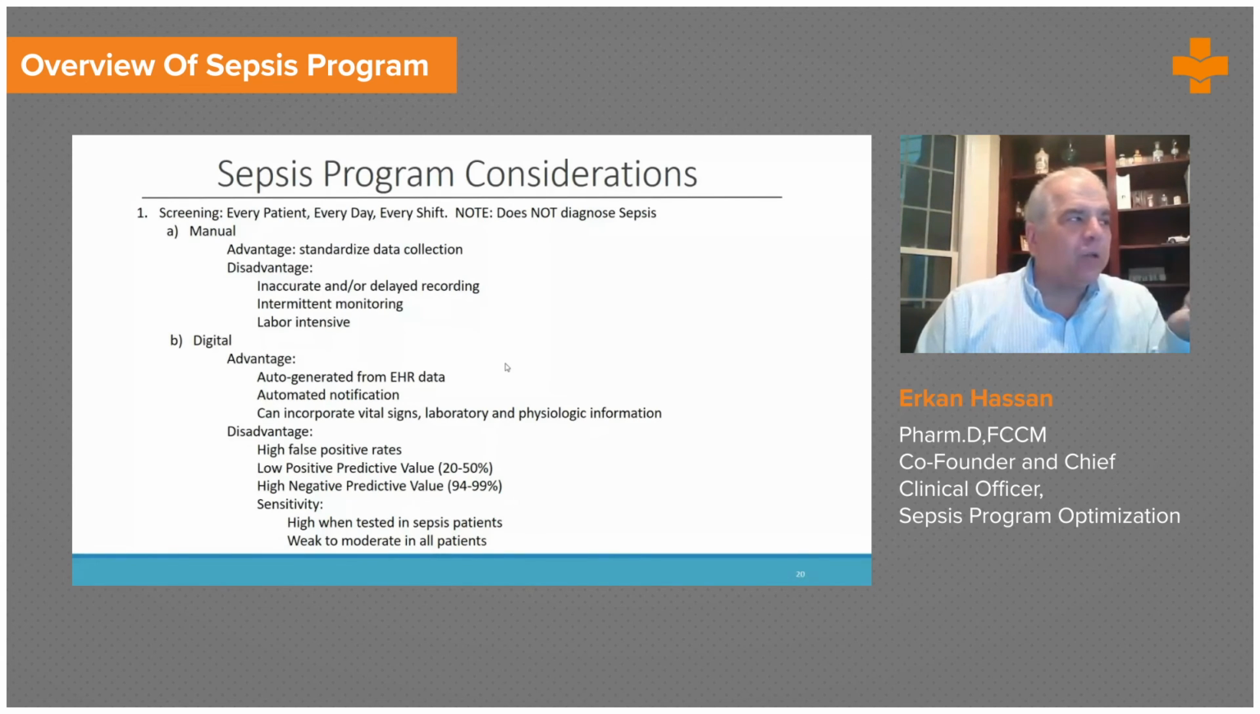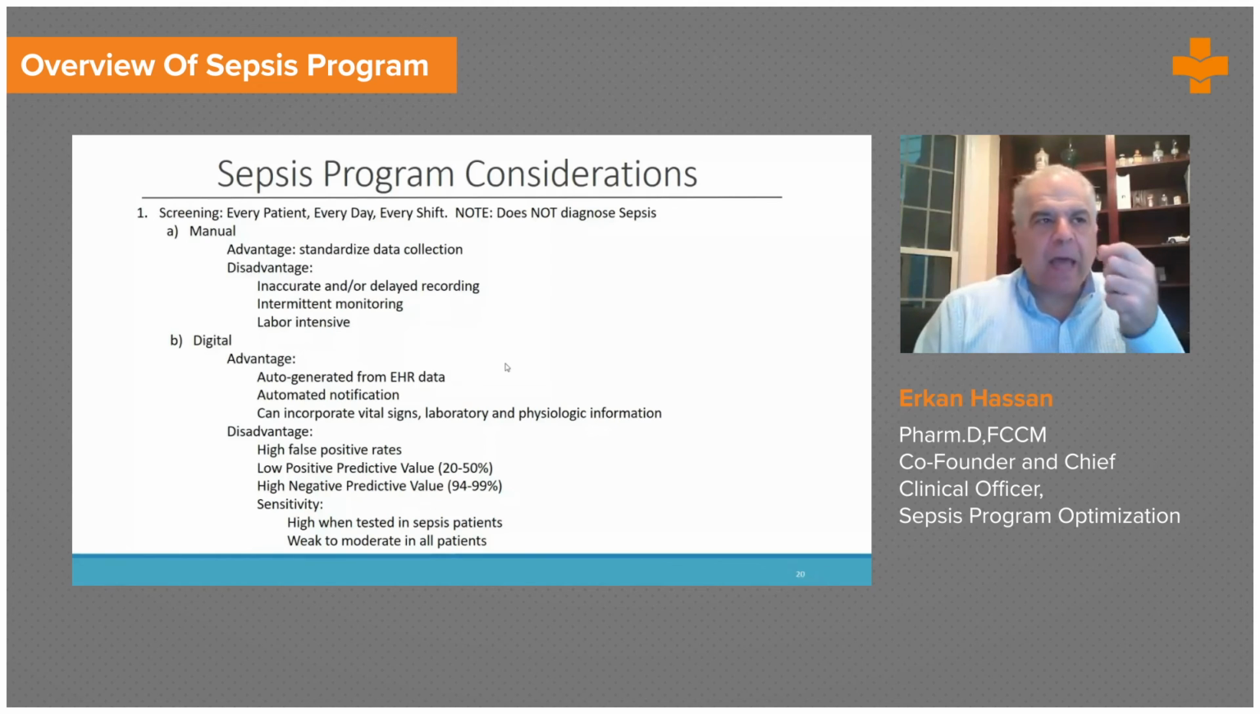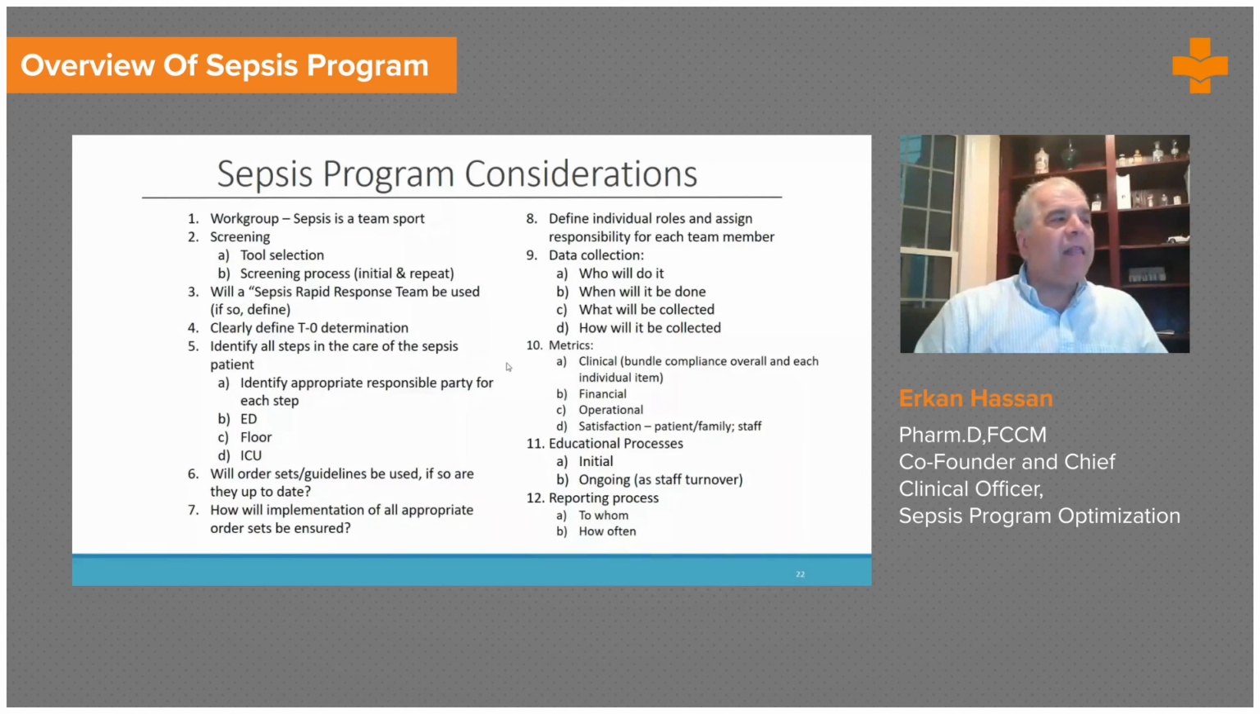So the digital screening tools, let me go back to the digital screening tools. These are automated systems that can screen patients automatically. There's no manual effort involved with that. The problem with that is there's still a high false positive rate. And just because you have a screening tool doesn't mean you're going to improve your clinical outcomes. On the right here, it says, which screening tool do I use? Various results based on the tools you use. And these are all the considerations you need to have when you build a sepsis program. For the sake of our time here, I'm going to stop and not go through all of these.